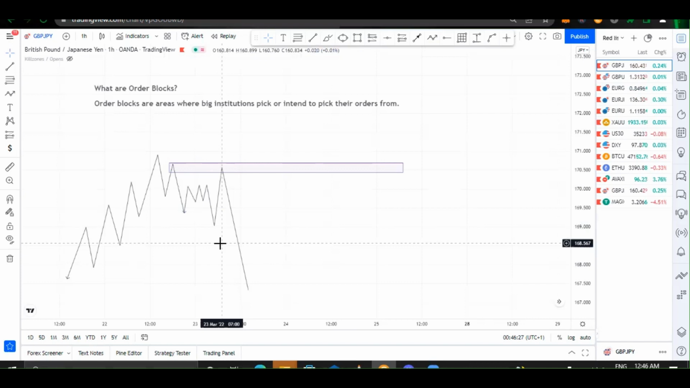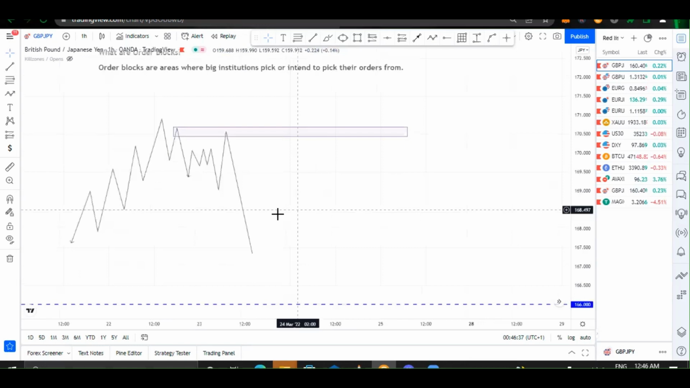That is exactly how order blocks are being used. So order blocks are areas the big banks have tried to create to actually pick their orders from. So let us have a quick look at the market on the 1 hour time frame, of what order blocks look like.